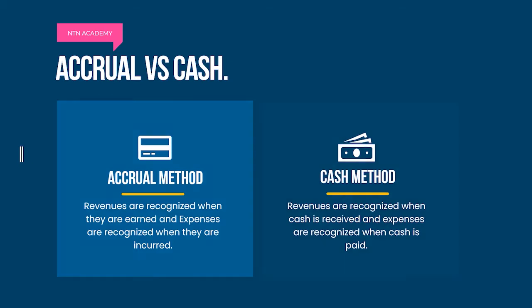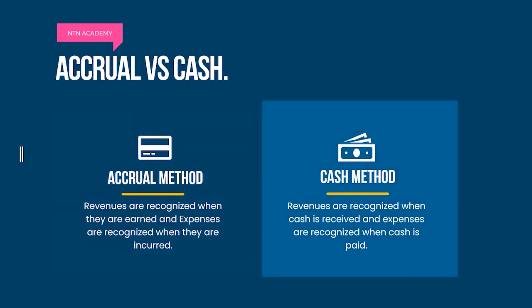Under the cash method, revenues are recognized when cash is received and expenses are recognized when cash is paid. Meaning, revenue is reported on the income statement only when cash is received and expenses are recorded only when cash is paid out. So it clearly says that transactions are not recorded in the financial statements until there is an exchange of cash.